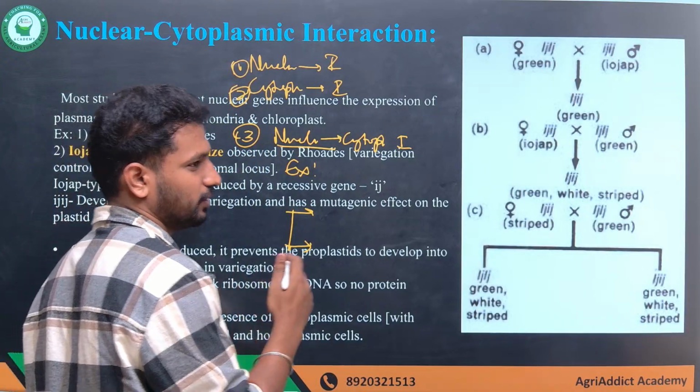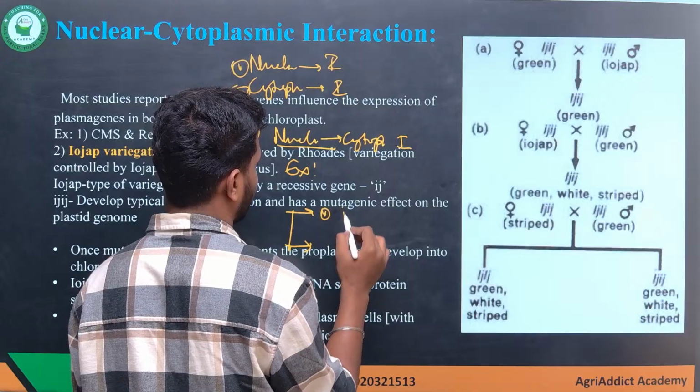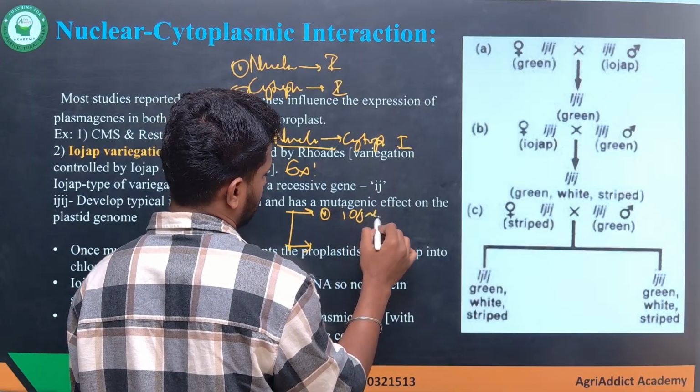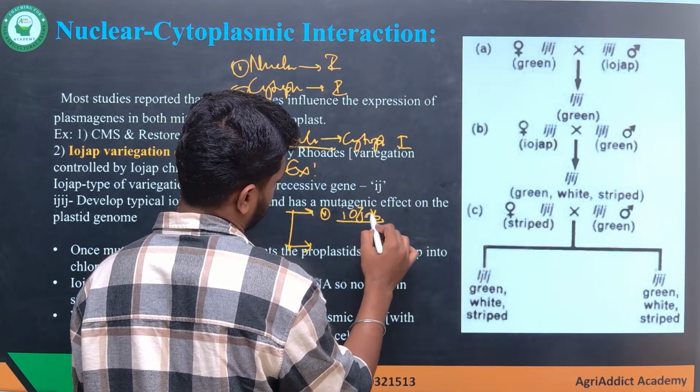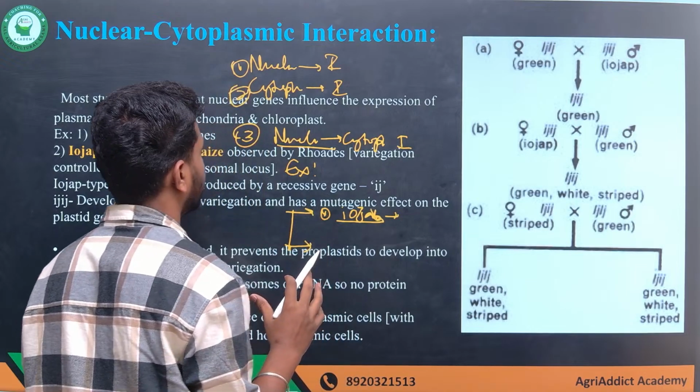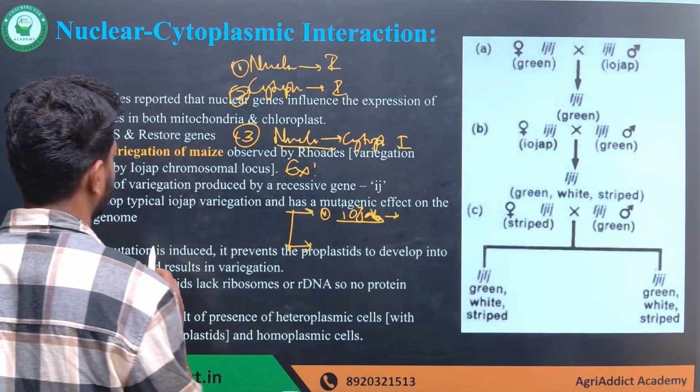I think it's already displayed on the board. One is, in plants, variegation in the case of maize. That is one example. Here, this is the one example.